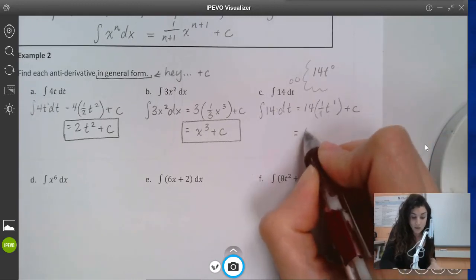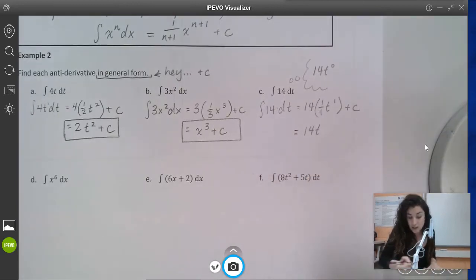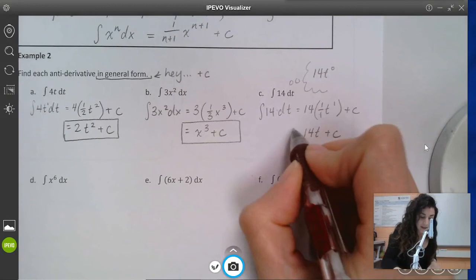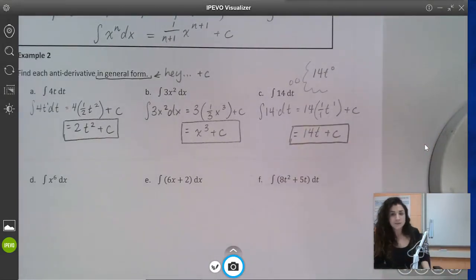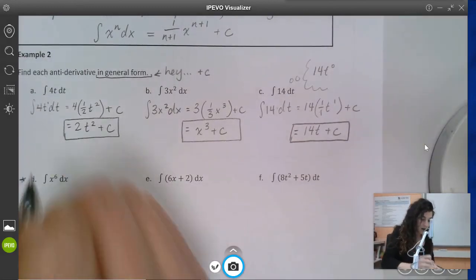14 times 1 is 14. t to the 1 is just t, and then plus c, because we don't know what constant just disappeared there. I would like for you to try to do D on your own.